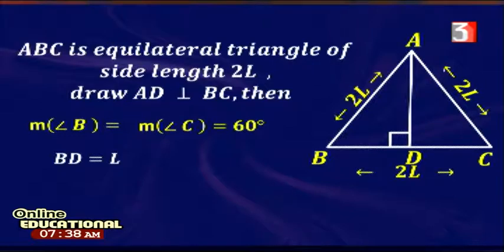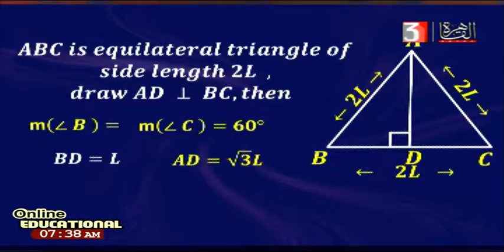So BD equals L. Then what about AD? When you use Pythagoras theorem in triangle ADB, and then take the square root for both sides of the equation, you are going to find that the length of AD is square root 3 L.